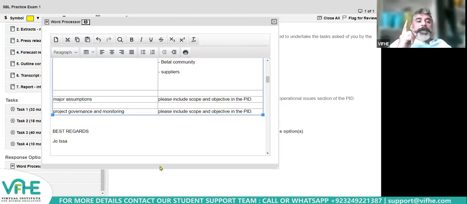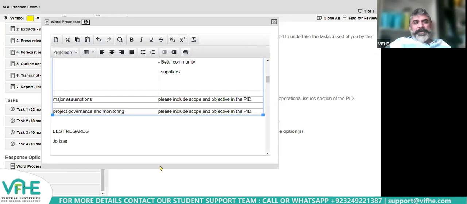How do we control a project? How many legs does it have? Three legs. What are the legs? Quality, time, and cost. All these things need to be controlled and monitored. The quality of the project, the timeline of the project, the costs of the project, there should be proper reporting mechanisms. Otherwise, the project will get out of control.